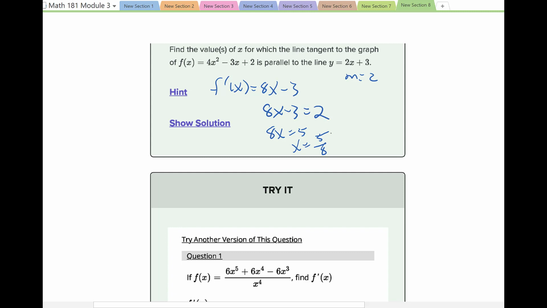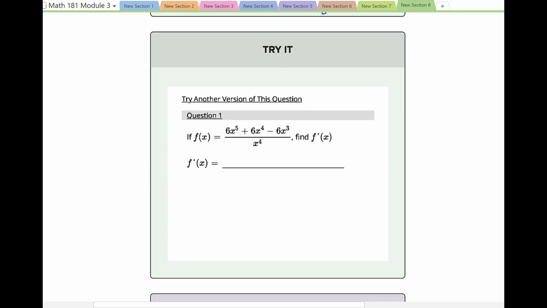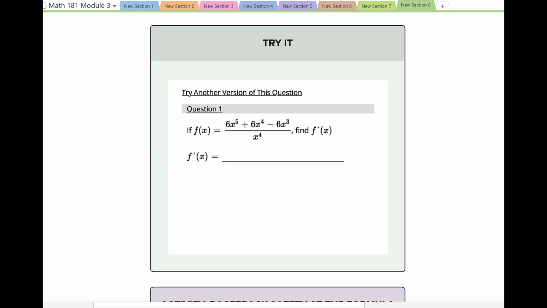So at x equals 5/8, we'll have a slope that is tangent to the graph that is parallel to y equals 2x plus 3. Okay, here we go for our last one. It says if f of x equals 6x to the 5th plus 6x to the 4th minus 6x to the 3, find f prime of x.